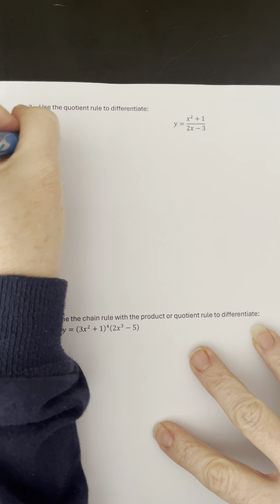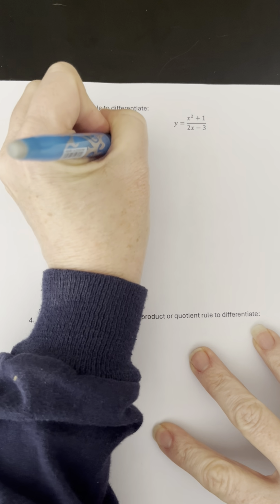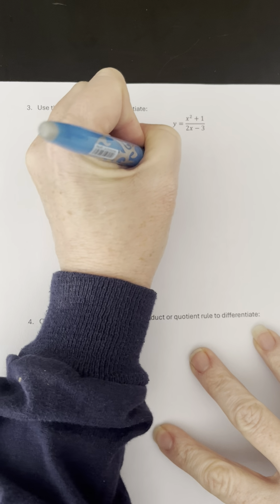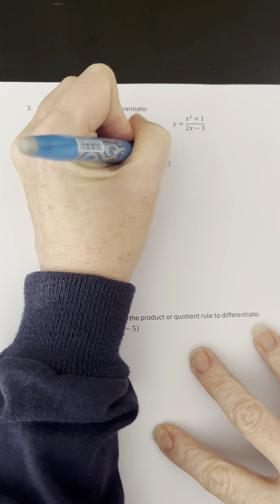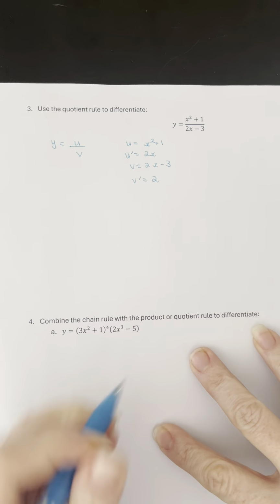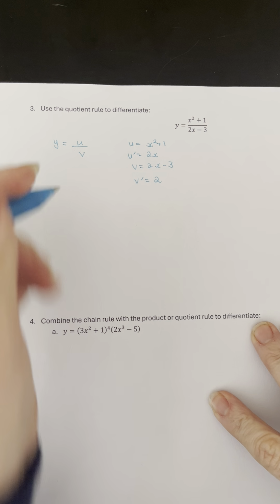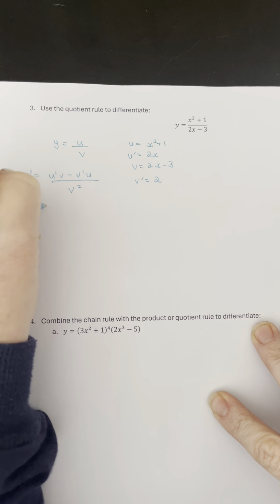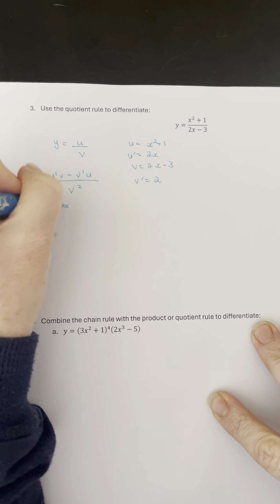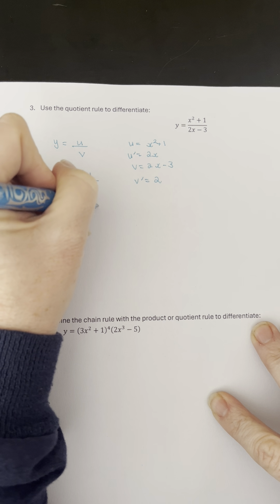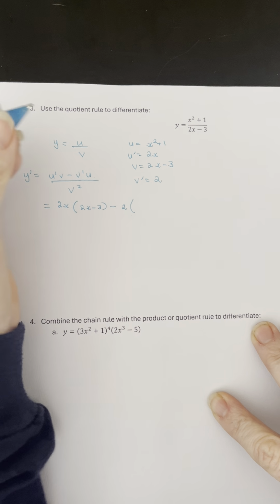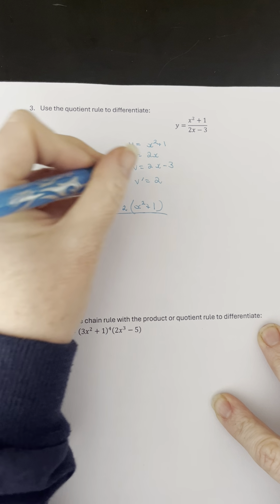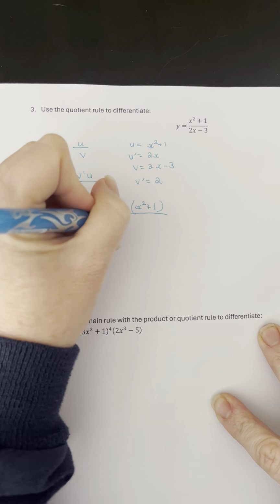So over here, we're going to write this as u over v, where u is equal to x squared plus 1, v is equal to 2x minus 3, so our u dash is equal to 2x, our v dash is equal to 2. So now I can put that into that rule, so u dash v minus v dash u over v squared. My u dash is 2x outside of 2x minus 3 minus 2 outside of x squared plus 1 over, and I've got v squared, so that will be 2x minus 3 all squared.